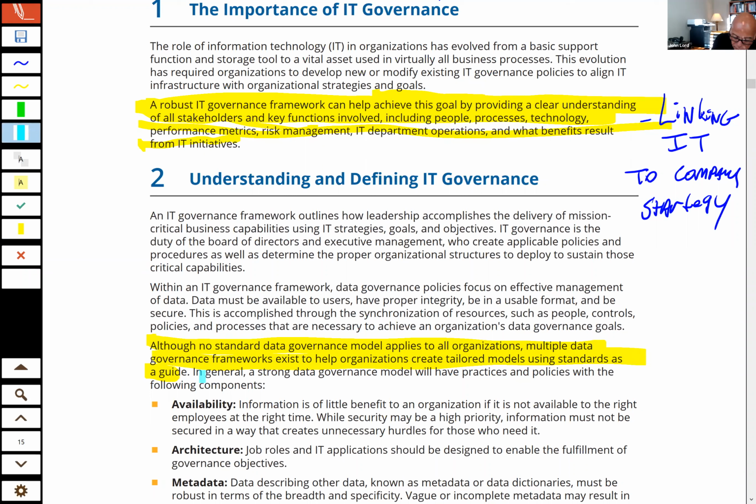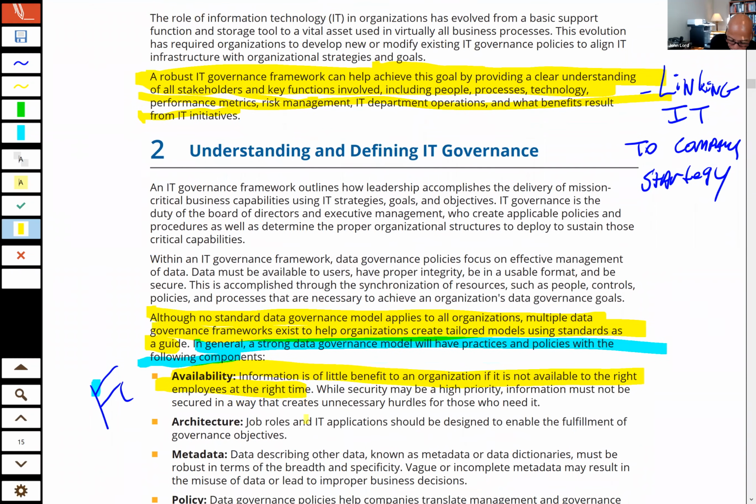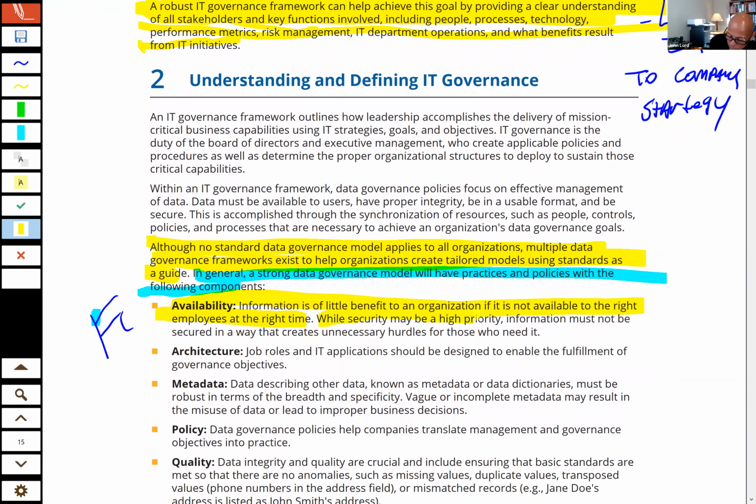They tell us that it's not one size fits all, but in general, strong data governance models will have practices and policies within the following components. Let's go ahead and flashcard those. Okay, so we have availability: information is of little benefit to an organization if it is not available to employees at the right time. While security may be a high priority, information must not be secured in a way that it creates unnecessary hurdles for those who need it.